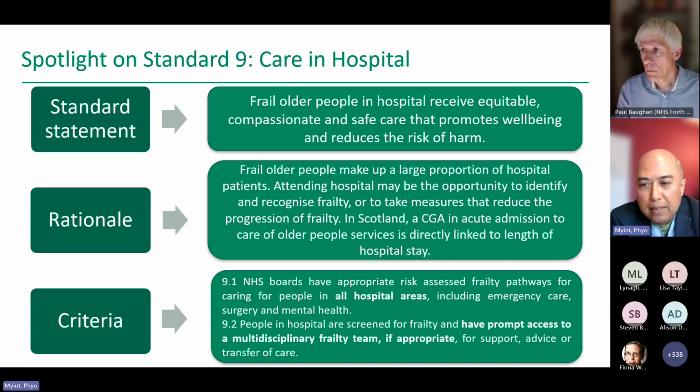The first one is that NHS boards should have appropriate risk-assessed frailty pathways for frail older people in all hospital areas. So that's the key element of it, really. Anyone who is in contact with hospital services should have those clear frailty pathways. And the second point focuses on screening and assessment, and also access to the multidisciplinary frailty team as appropriate.